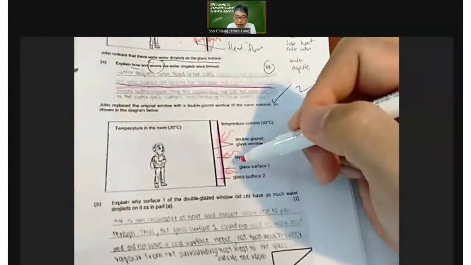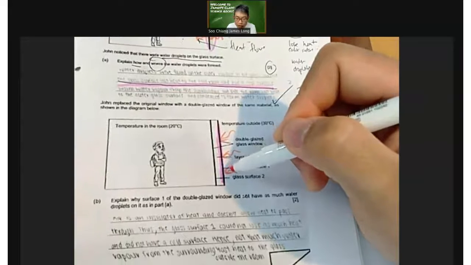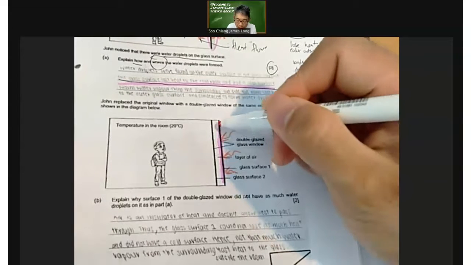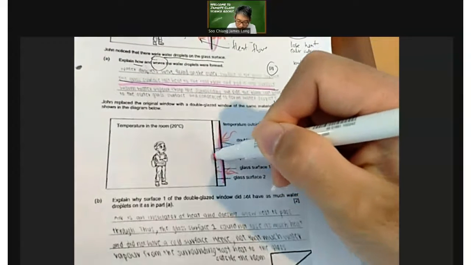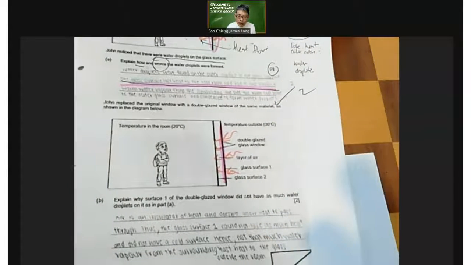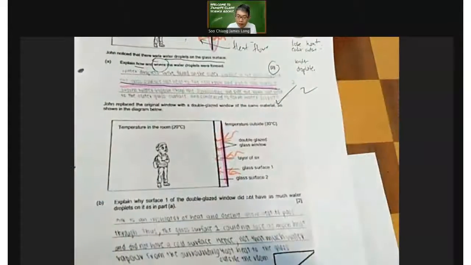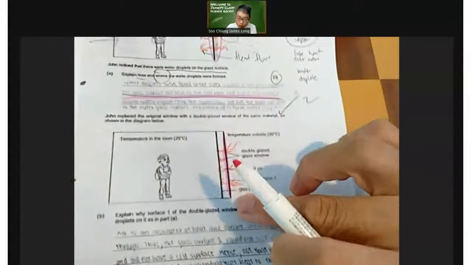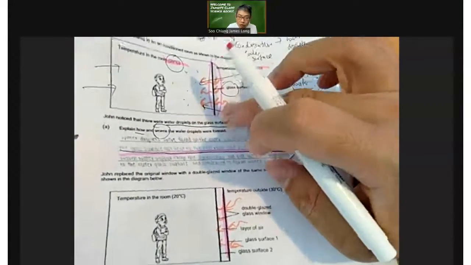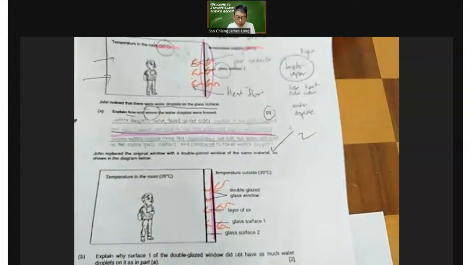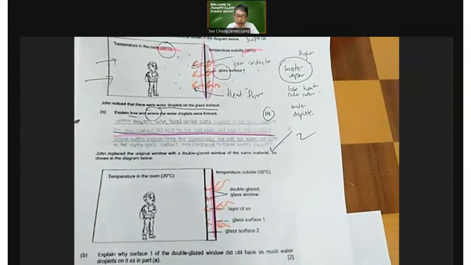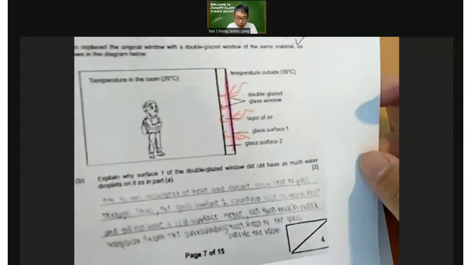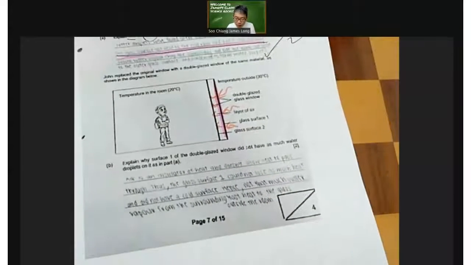In this case here, it's much slower. The loss of heat by this layer of glass to the interior here will be much slower. Therefore, it will be less cool. This outer layer of glass will not be as cold as this layer of glass. So if this cooler surface is less cool, then of course the rate of condensation will be less. Let's see, so how would I answer this?